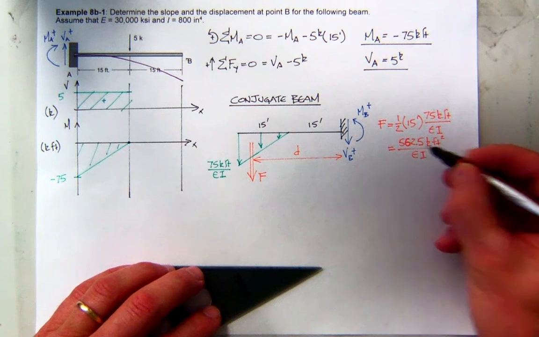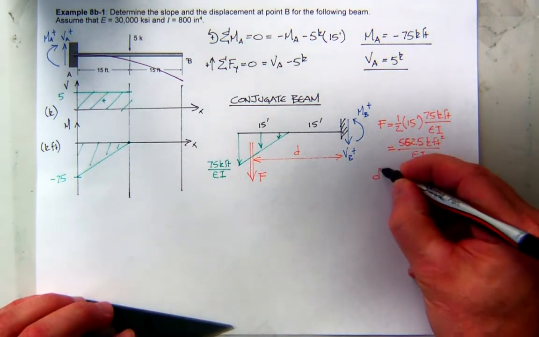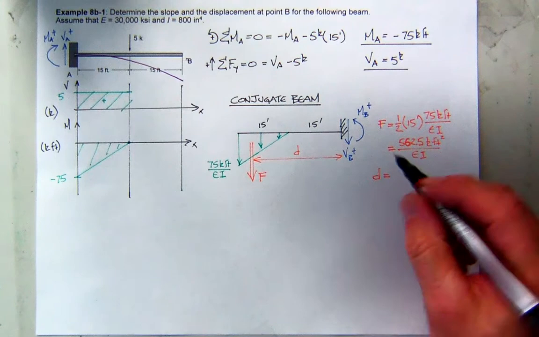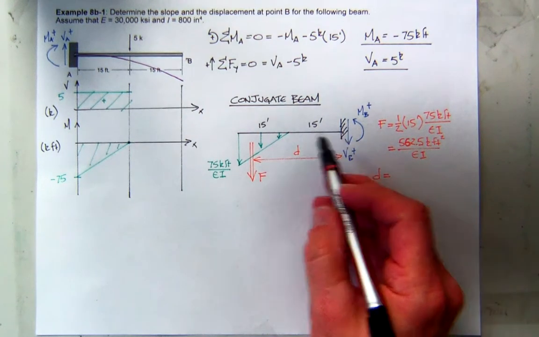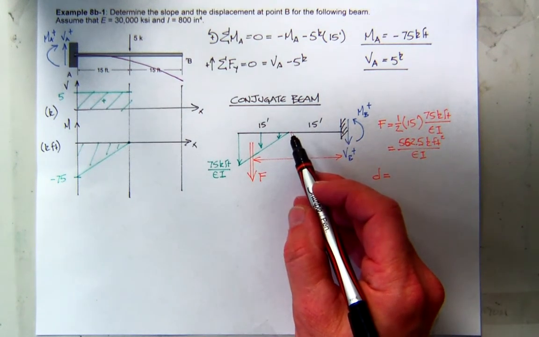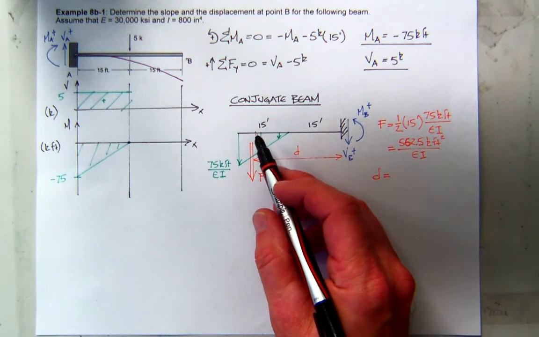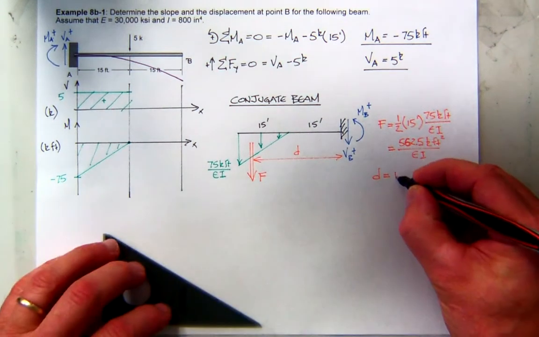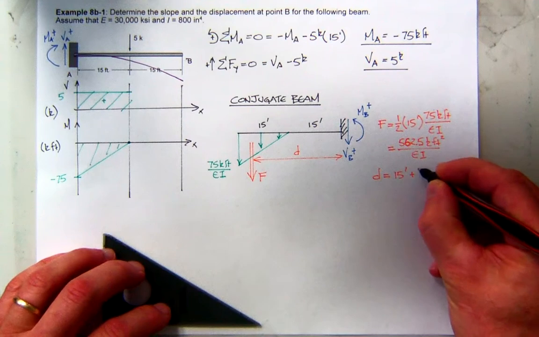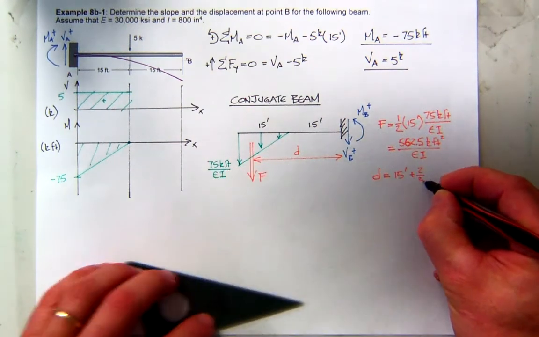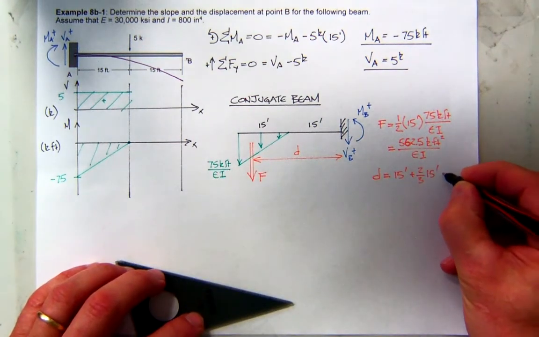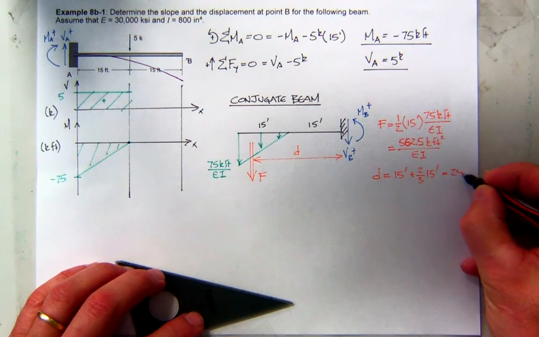So a little bit of bookkeeping here. Now what's D going to be? Well, the distance from here to here is 15. And then I'm going to what? Take 2/3 of that. So it's going to be 15 plus 2/3 of 15, which is 25.